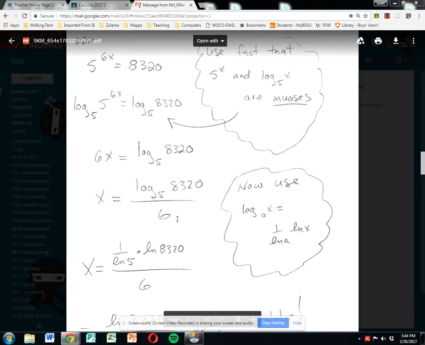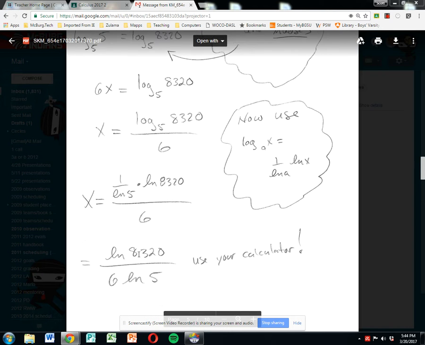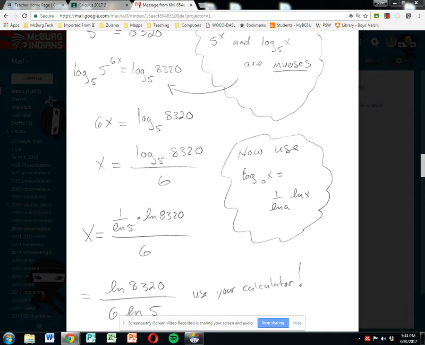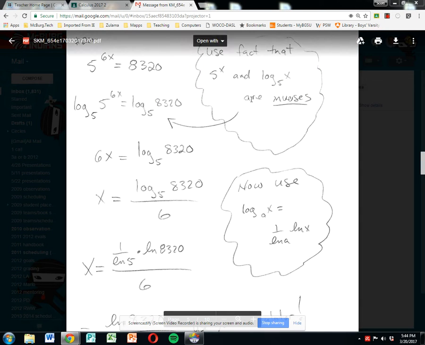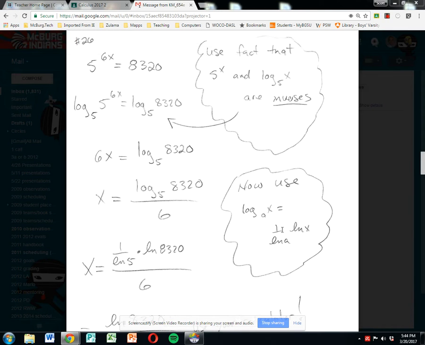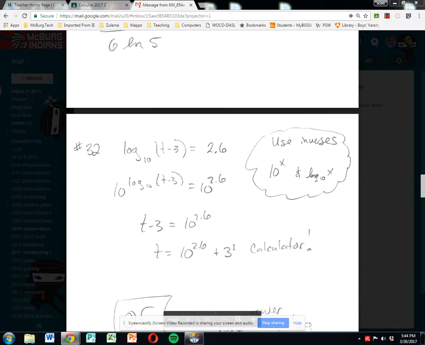As you can see, I went ahead and divided by 6, cleaned it up a little bit here, but let's talk about this. There is such a thing that says log base a of x is equal to 1 over ln a times ln x. So in this particular case, log base 5 of 8320 is ln 8320 over ln 5. And I can use this to now put it into the calculator in terms of natural logs. So we use the inverses for the first piece, and then we use the fact that log base a of x is equal to 1 over ln a times ln x.